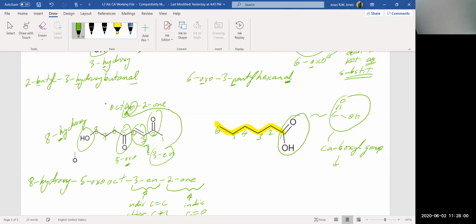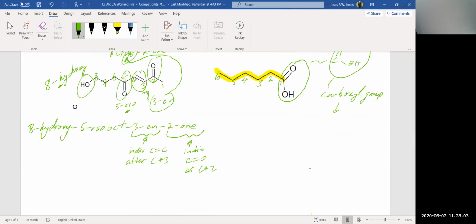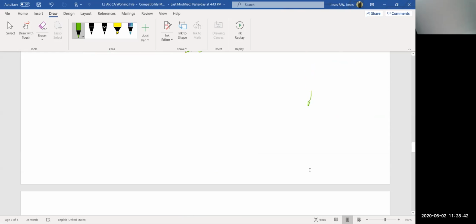It indicates the presence not of an aldehyde, and not of an alcohol, but of a carboxylic acid. Okay, and I just want to differentiate between aldehydes, ketones, and carboxylic acids.